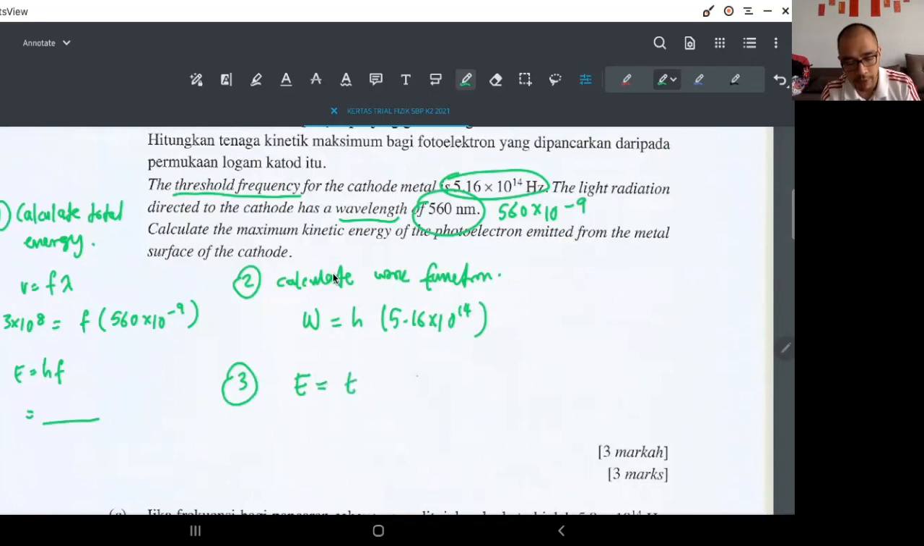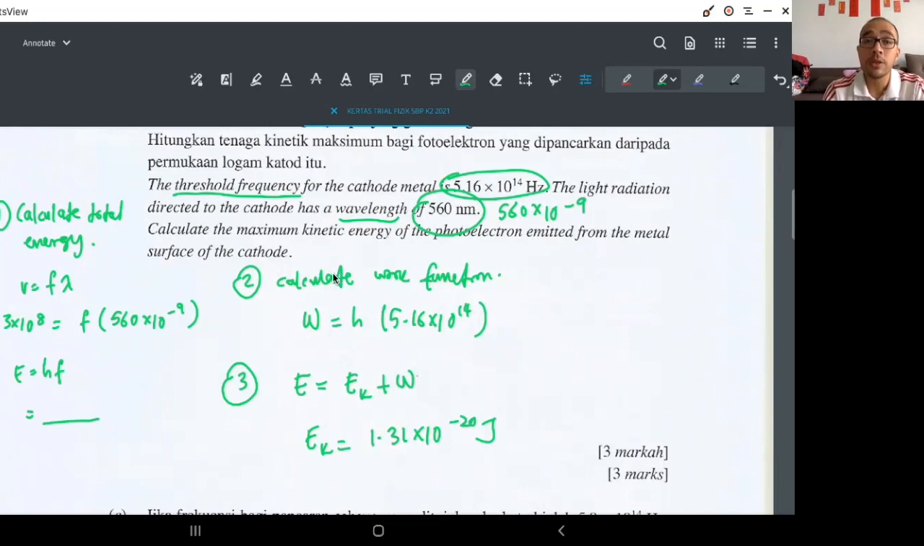Then you can find the value of EK. I will give you the final answer. It's 1.31 times 10 to the power of negative 20 joules. EK plus W, so you substitute the E, then you substitute the W, you will get the value of EK equals 1.31 times 10 to the power of negative 20. And of course, any energy is always joule.